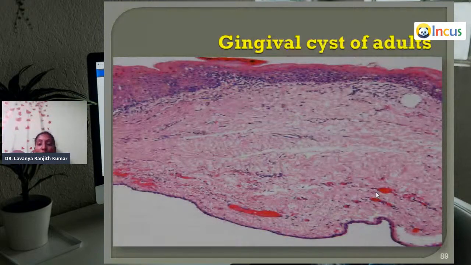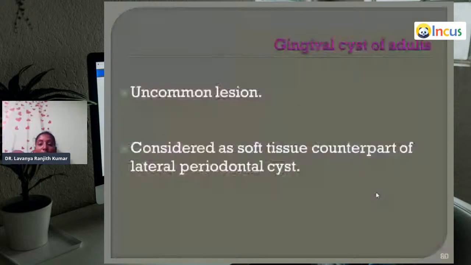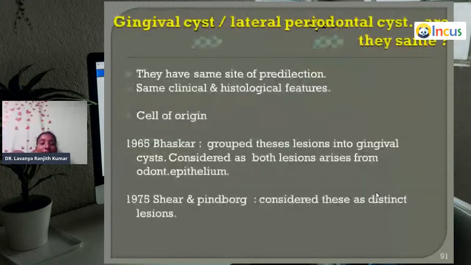Next, gingival cyst of adults, which is an uncommon lesion and is considered the soft tissue counterpart of lateral periodontal cyst. Why are gingival cyst and lateral periodontal cyst considered to be the same? Because they have the same site of predilection, the same clinical and histopathological features, and the same cell of origin. In 1965, Bhaskar et al. grouped these lesions as gingival cyst and considered them as two. Both lesions arise from the odontogenic epithelium.